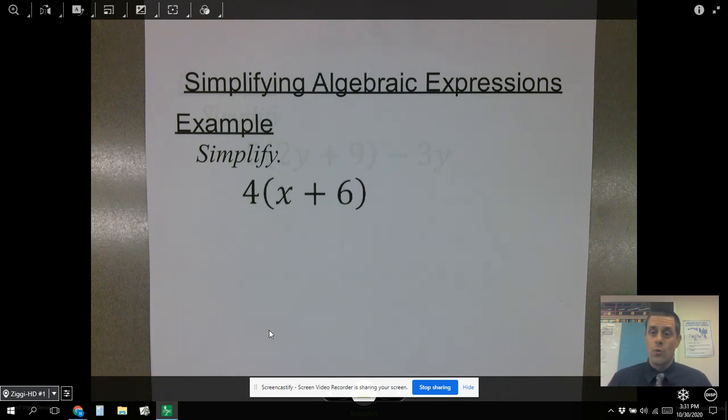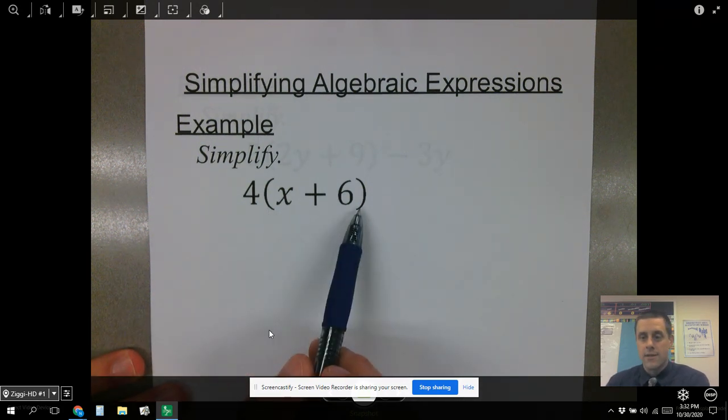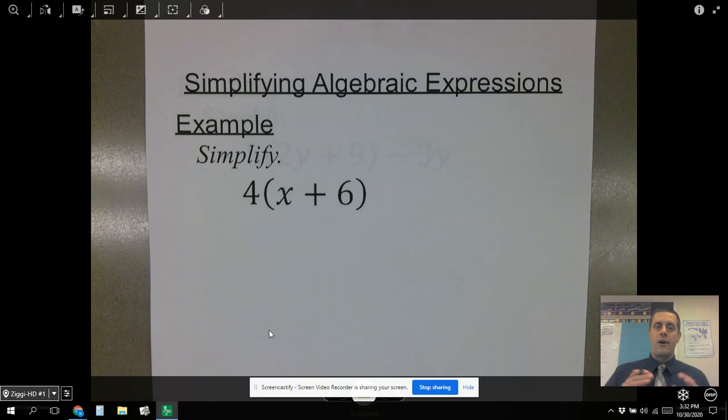We're going to continue working with algebraic expressions and combining like terms. Today, specifically, we are simplifying algebraic expressions, or another way to say it is to generate an equivalent expression. So our first example is on the screen, 4 times the quantity of x plus 6. Grab a sheet of paper, copy it down, work through the problem with me so you get some experience.